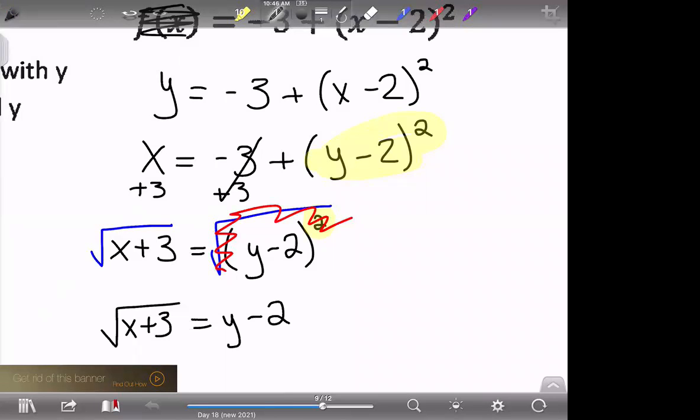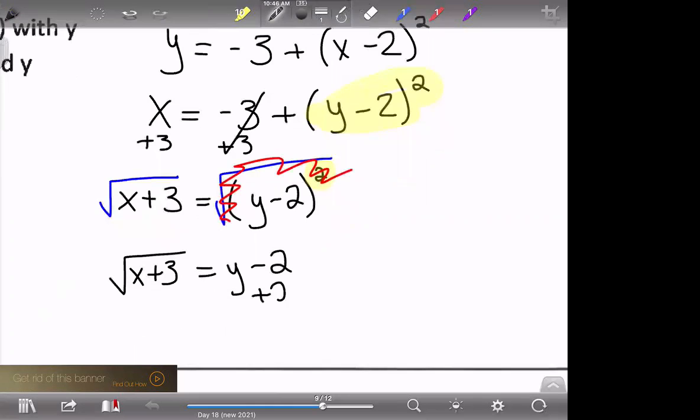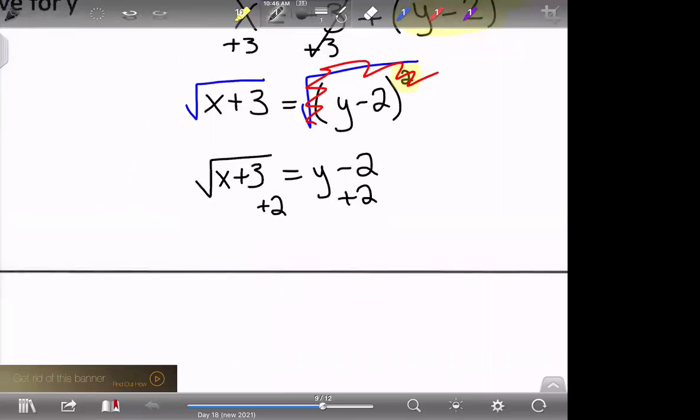In order to get y by itself, we've got to get rid of that -2. So we're going to want to add 2 to both sides. When I add 2 to the left side, I am not allowed to combine that 2 with the 3. The reason is that 3 is stuck underneath the square root, the 2 is not going to be. So the square root of x plus 3, the plus 2 gets brought over at the end, and then it's going to equal y. So you'll notice my square root stops right here after the 3.